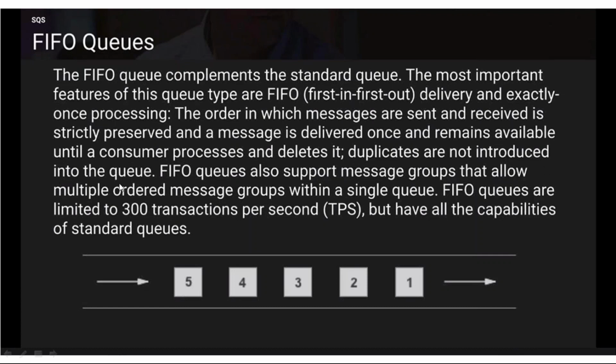Duplicates are not introduced into the queue, so that is an advantage here. FIFO queues also support message groups that allow multiple ordered messages within a single queue. So we can send the messages in groups. You can say that I want to club up 1, 2, 3 as one part, and these 3 don't have any dependency on 4, 5, 6, which is the second part of the group. So you can club a certain set of messages and say that it is a message group.